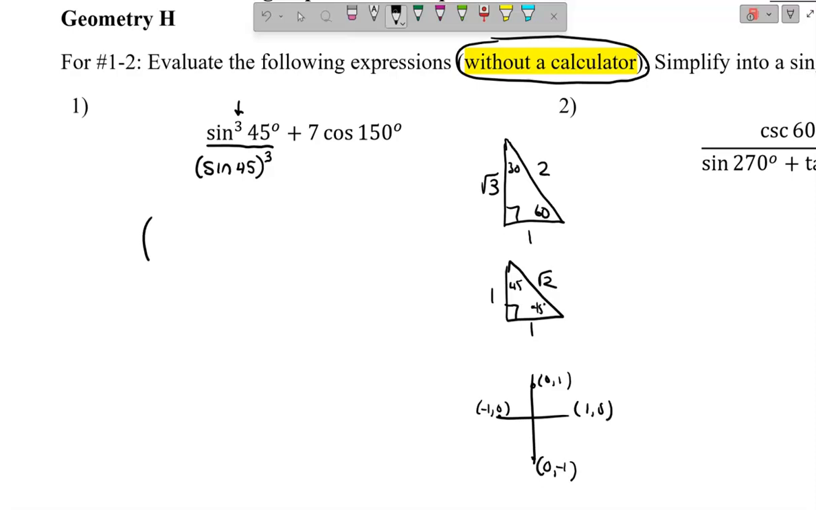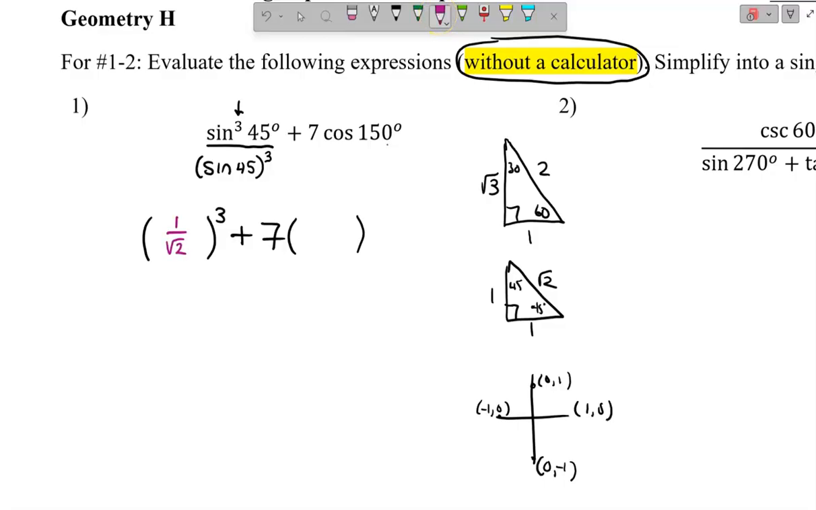So I'm going to write a general skeleton here of this problem. It's going to be something raised to the 3rd power plus 7 times whatever cosine of 150 is. Now the numbers I'm about to fill in the blanks here, I'm going to get using my trig toolbox. Sine of 45 is going to be 1 over root 2. So that's exactly what I'm going to write down here.